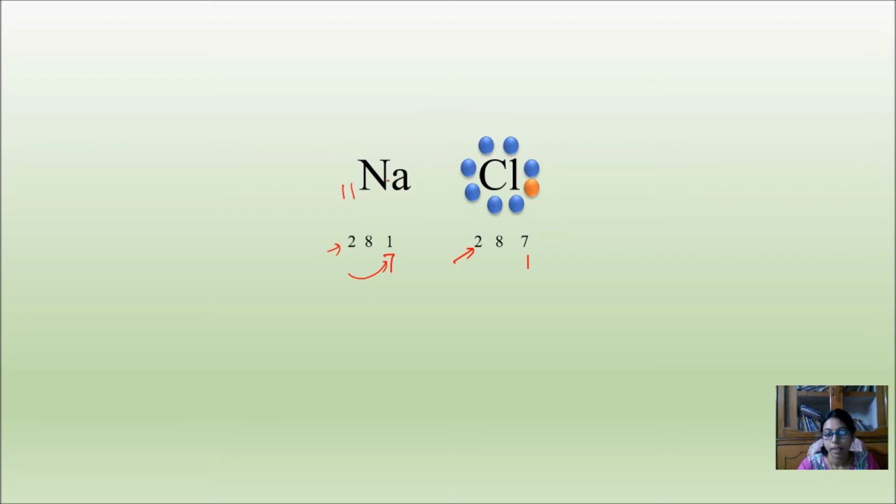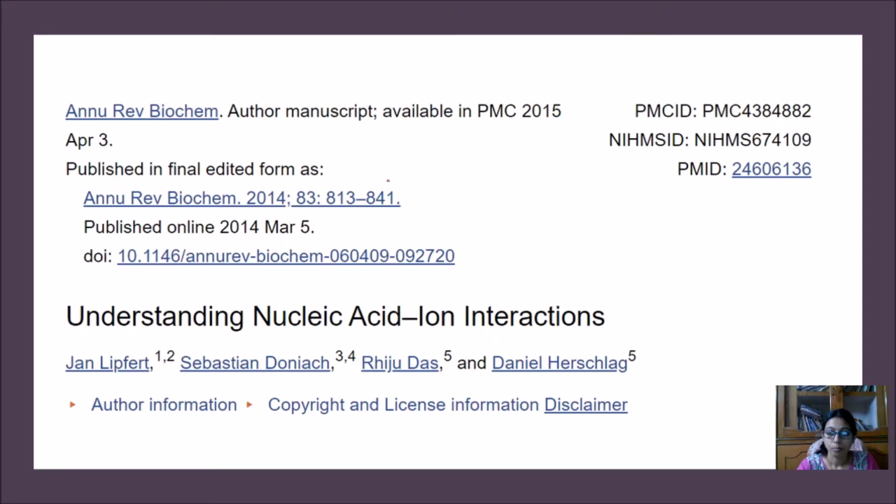Because of the loss of 1 electron, sodium acquires a positive charge, whereas chlorine gains 1 electron, so a net negative charge will be there in the case of chlorine. This establishes an electrovalent bond or ionic bond in NaCl, or sodium chloride, which is a very common compound present in your kitchen in the form of common salt. So this was a very brief introduction about the ionic bond.